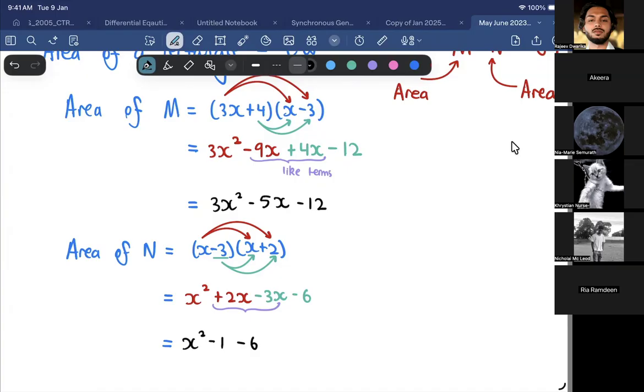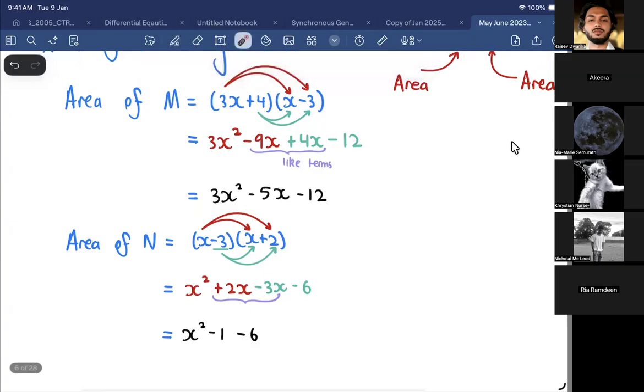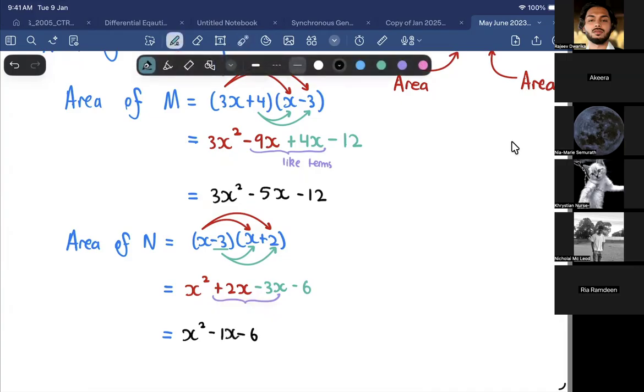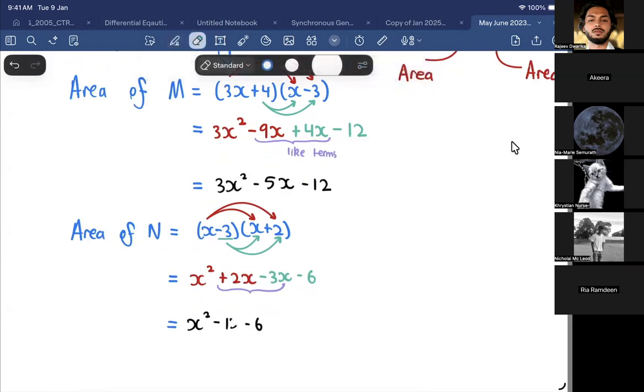Tell me if I'm missing anything. No, I am missing something. These aren't just any terms, these are x terms. So what is plus 2x minus 3x? Is it just minus 1? Yeah, it's minus 1x. Another mistake students will make, but it's okay, you learn. Minus 1x minus 6.